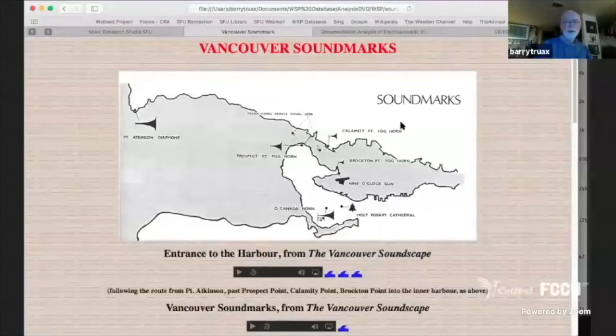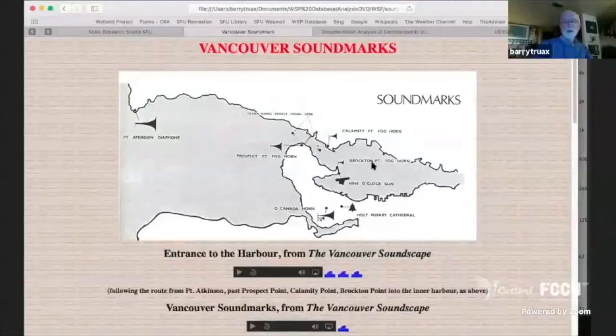But the entrance to the harbor was a simulation. It had to be a simulation of taking a ferry trip from the outer harbor here past this diaphone or foghorn at Point Atkinson, underneath the Lions Gate Bridge into the inner harbor and docking. And that was an actual ferry route in those days, not right now. But that boat ride had to be simulated.